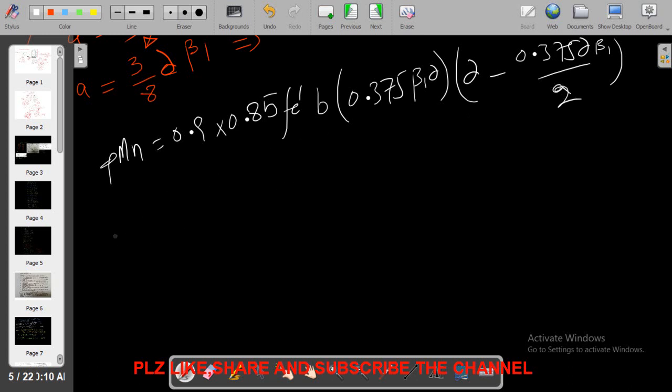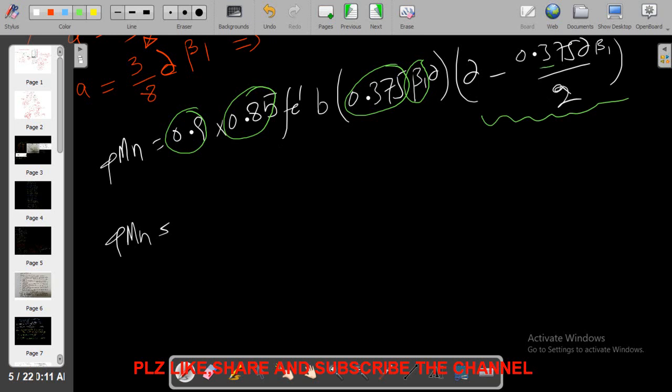Now we will simplify this equation. Phi Mn equals, if we multiply 0.9 with 0.85 with this value 0.375 with beta 1 value, that is 0.85, and if we simplify this, taking 2 as an LCM and taking 0.375 beta 1 value common, after simplification, multiplying 0.375 with beta 1 and dividing it by 2, the final form of this equation will be 0.1594 times d. This is the final shape of this equation.